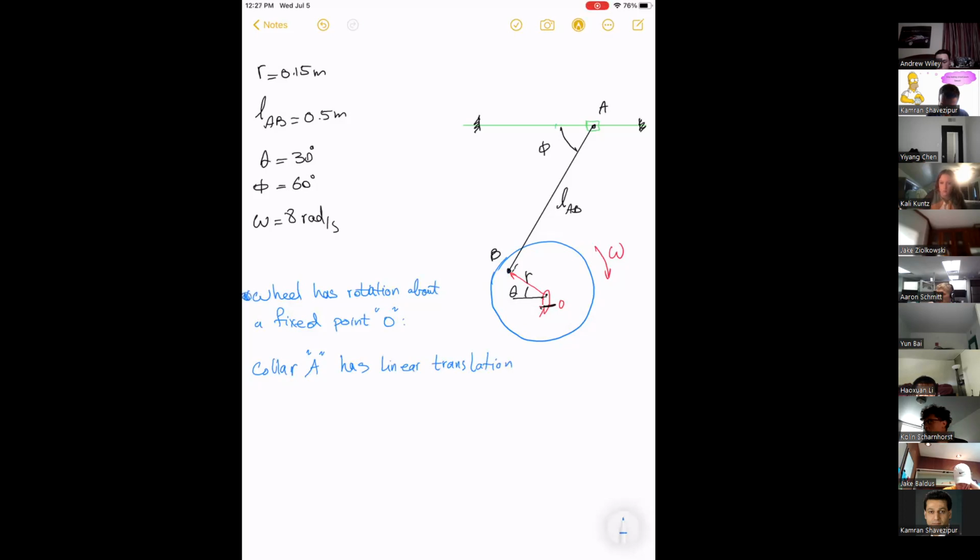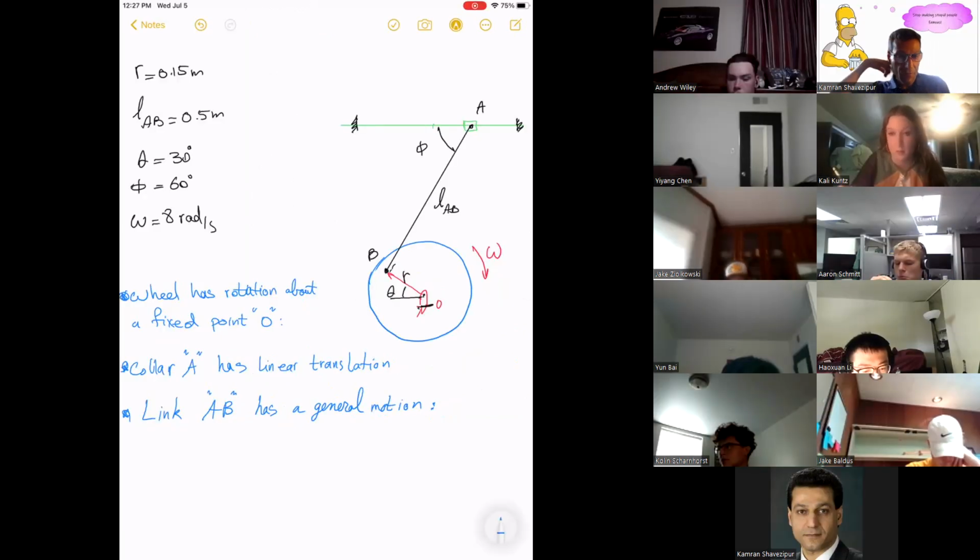So this is one object, this is the second object. Link AB has a general motion, right? Which means if you want to use vector analysis, I have to consider 2 points on the link AB that helps me to solve the problem.